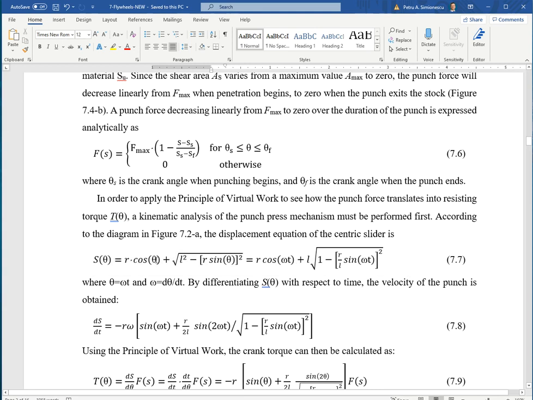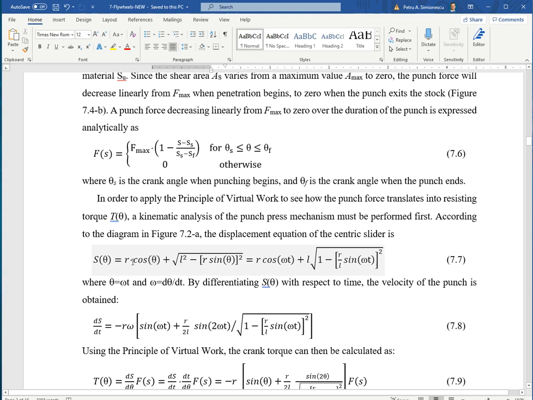So we haven't done this. We have done this before, in chapter 3. How is the punch stroke a function of theta? This is the equation. Again, it's a centric mechanism, not your case.